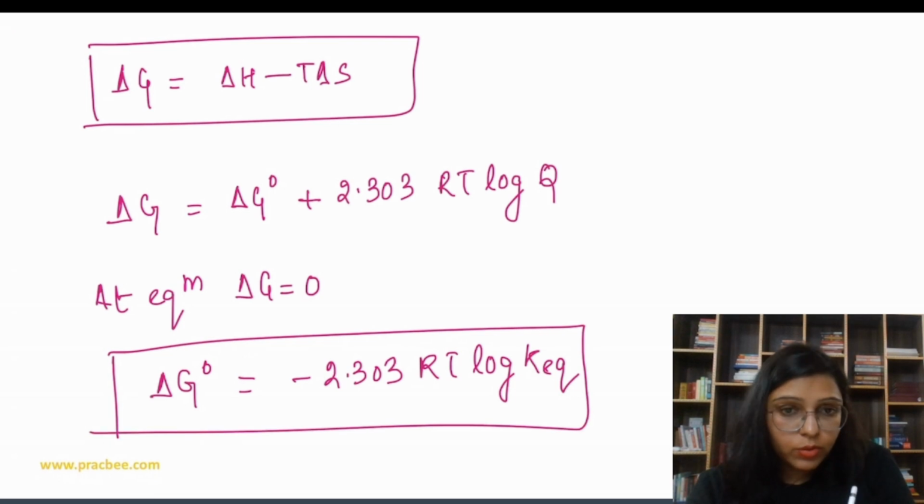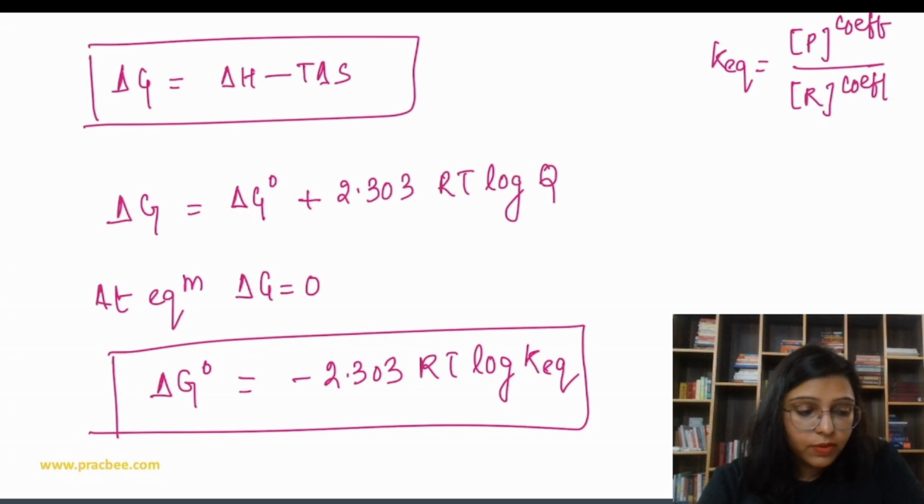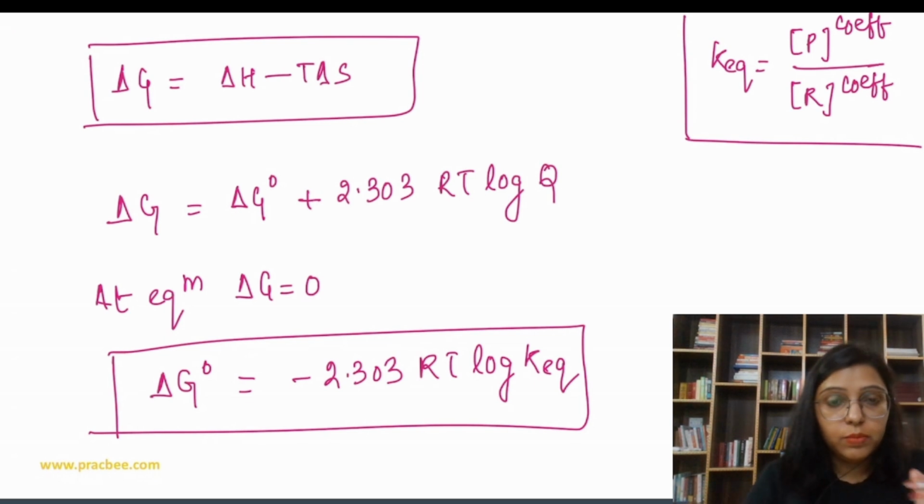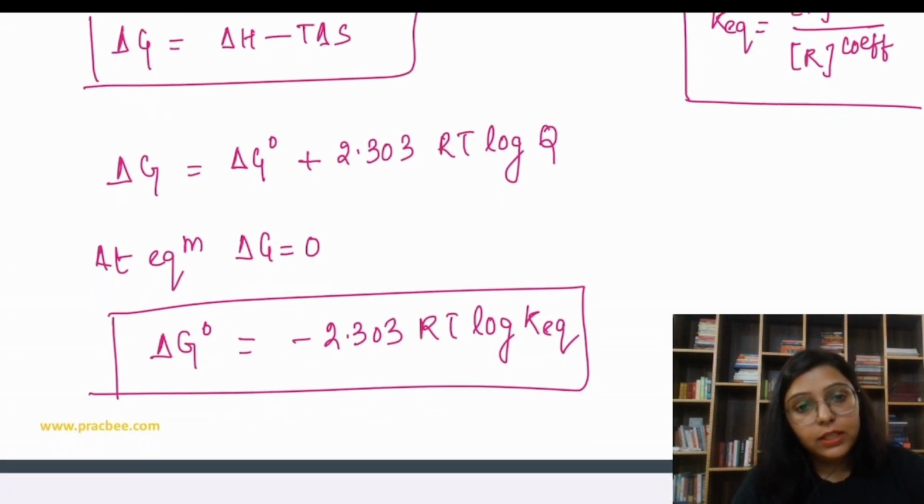And how to calculate K equilibrium? K equilibrium is the product concentration raised to the power of its coefficient divided by the reactant concentration raised to the power of its coefficient. So in that way we can find out the K equilibrium. So we have these formulas, right? So on the basis of these formulas, let's discuss the question.